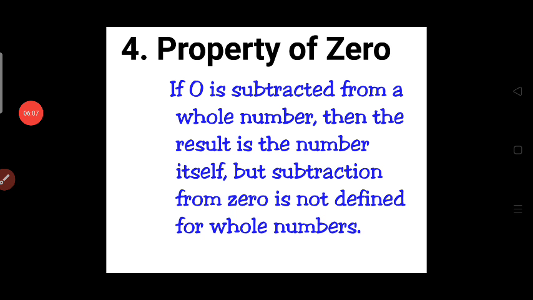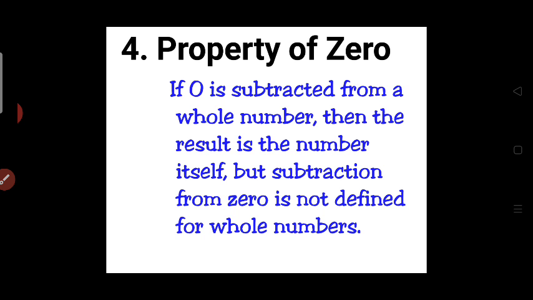Next is the property of 0. If 0 is subtracted from a whole number, then the result is the number itself. But subtraction from 0 is not defined for whole numbers. Suppose we have a number like 16 minus 0. So the result is what? 16 itself. This is true because when you subtract 0 from 16, we get 16. So this is true for whole numbers.